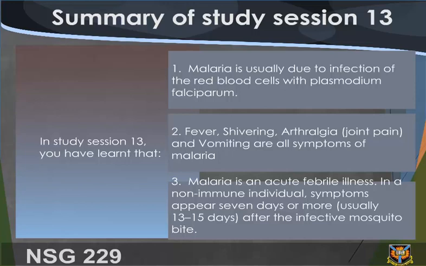Summary. In study session 13, you have learnt that: 1. Malaria is usually due to infection of the red blood cells with Plasmodium falciparum. 2. Fever, shivering, arthralgia, joint pain, and vomiting are all symptoms of malaria. 3. Malaria is an acute febrile illness. In a non-immune individual, symptoms appear 7 days or more, usually 13 to 15 days after the infective mosquito bite.